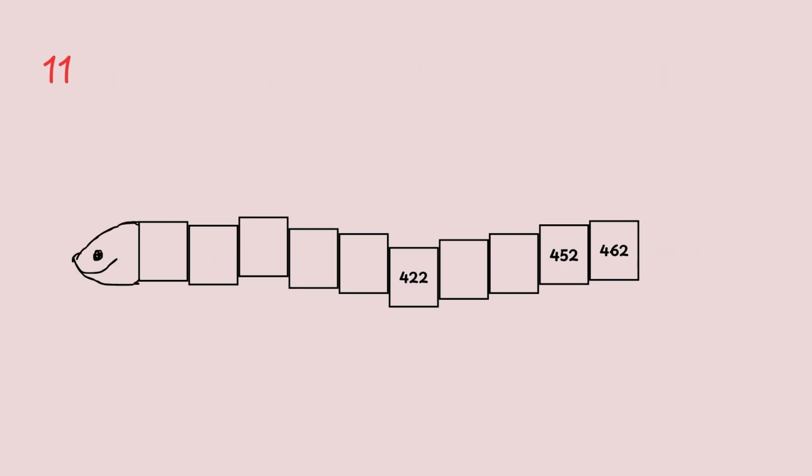So for this one, let's look right after 422 and move forward toward the tail by adding 10. So that will be 432 and 442. Now we have to look backward from 422 all the way to the worm's head. So we have to subtract 10 for each step. So that will be 412, 402, 392, 382, and 372.